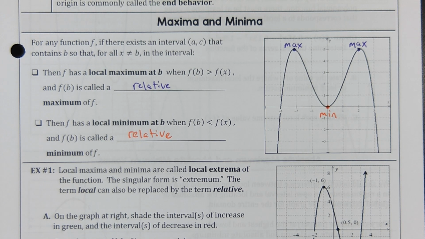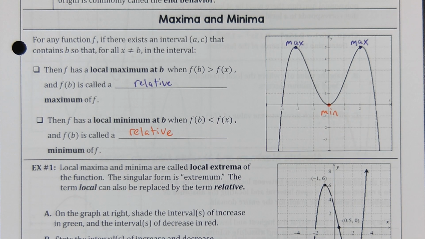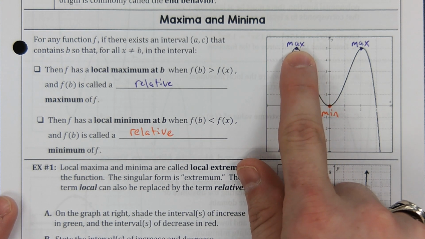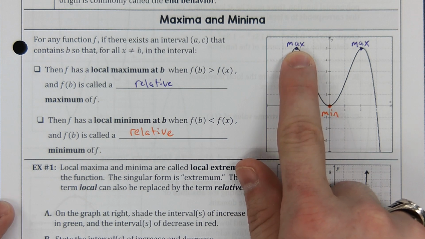What I like to, when I was talking about this stuff to Algebra 2 this year, I said, imagine it rains. Anywhere where water would puddle is a minimum. And anywhere where water would wash away from because of gravity is a maximum. Cool?